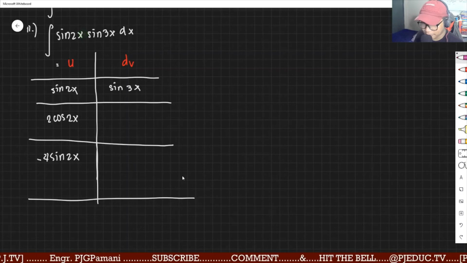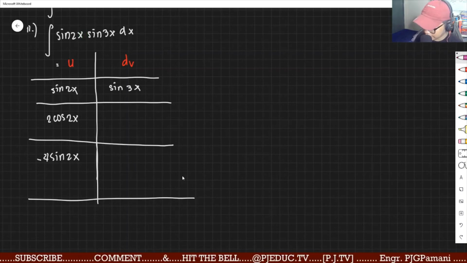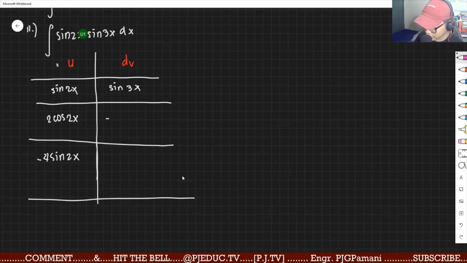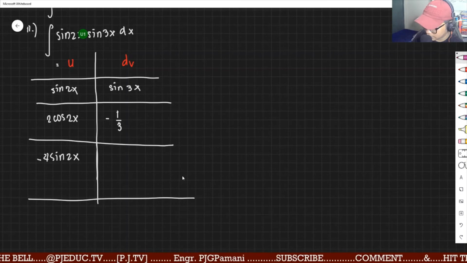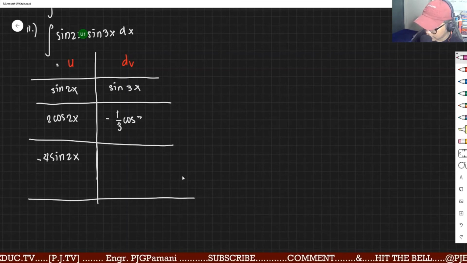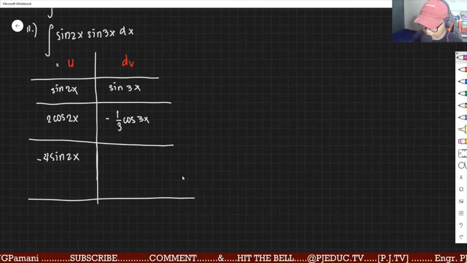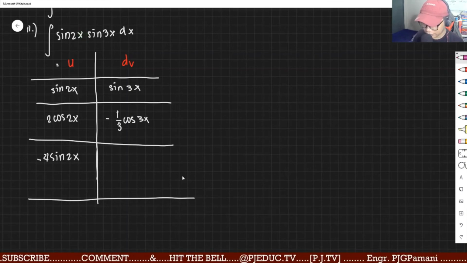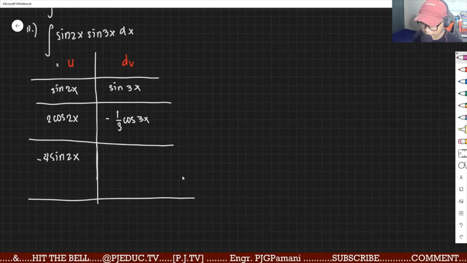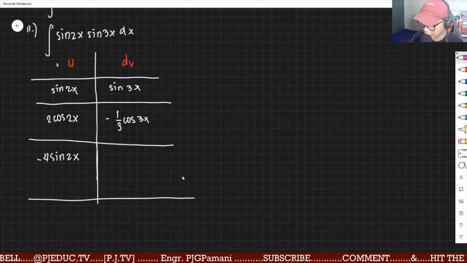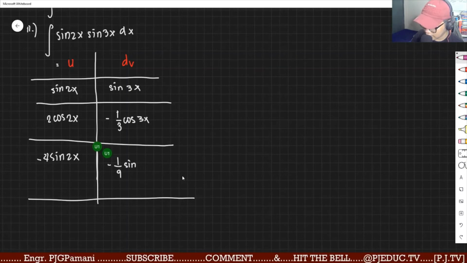Kada na mahaba. Integral of sine 3x. Integral of sine 3x is negative 1/3 cosine 3x. Integral of negative 1/3 cosine 3x, that is positive sine 3x times correcting factor 1/3 times 1/3 times negative 1 is negative 1/9 of sine 3x.